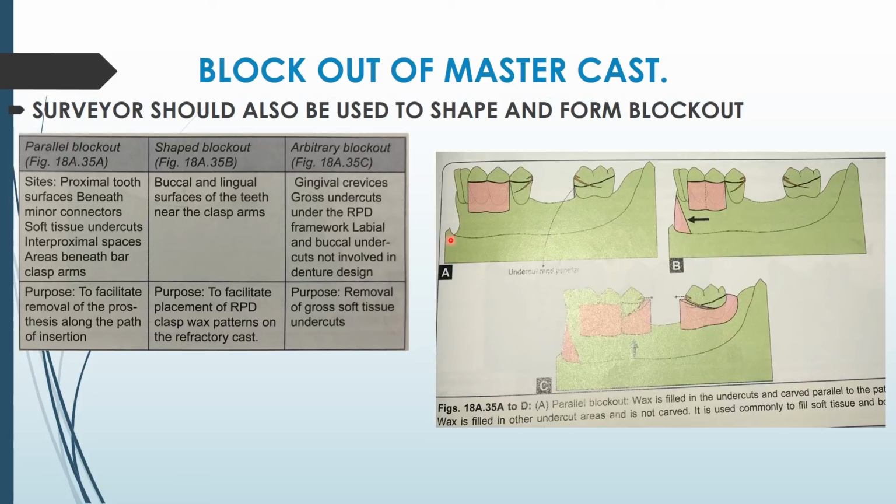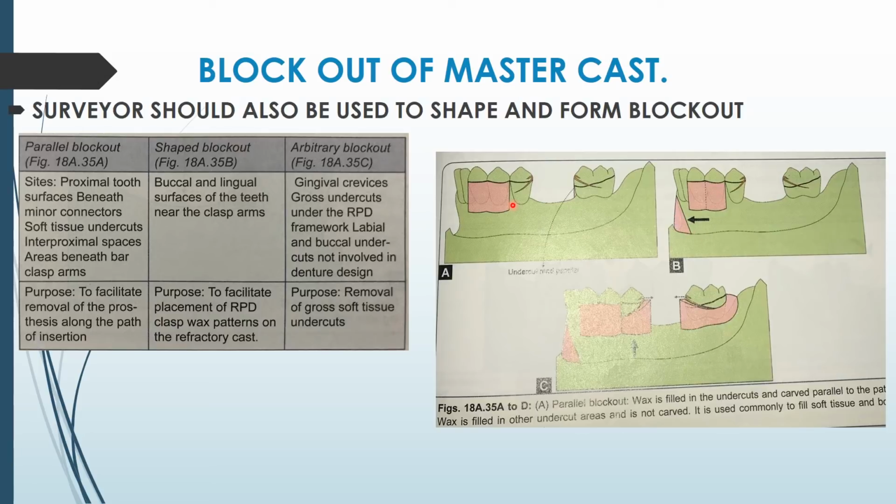Then the next is the arbitrary blockout. For the arbitrary blockout, the wax is filled in the undercut area and it is not carved. It is used commonly to fill the soft tissue and bony undercuts over here. And the last one is the formed blockout. This is the formed blockout. The second, this one, was the arbitrary, where you are filling the gross undercuts.